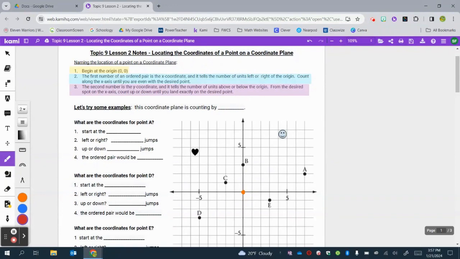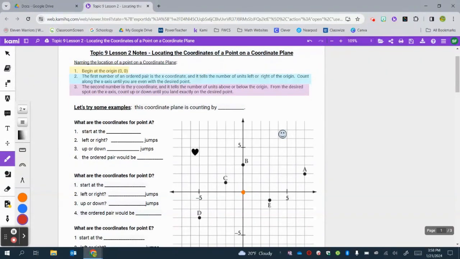In this lesson, we will be looking at locating the coordinates of a point that's already given to you on a coordinate plane. So it's similar to Topic 9, Lesson 1 with regards to some of the movement we're doing. We're just going to have to keep count of how many moves in which direction we move to come up with the ordered pair for each point. So let's just jump into it right away, all right?